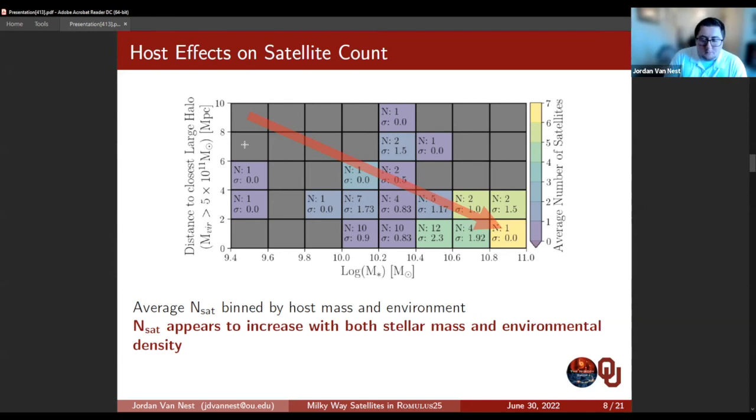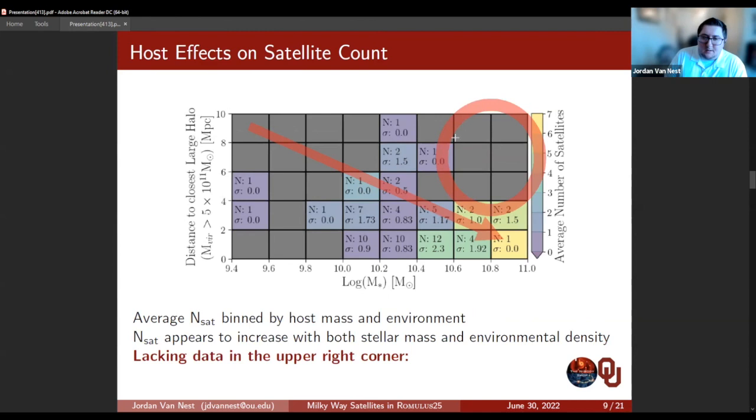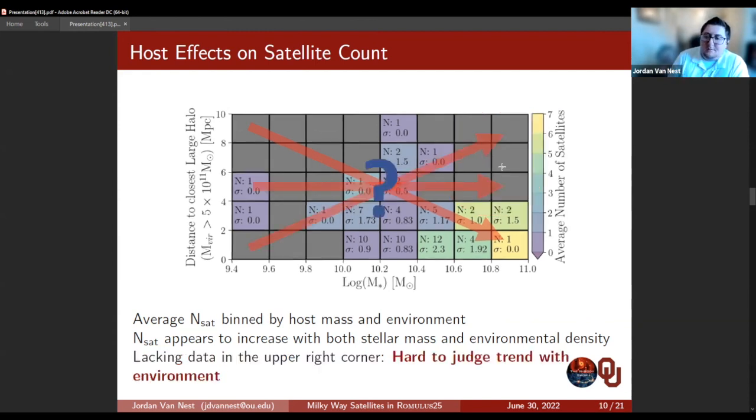But we note that we are missing a critical juncture in our phase space here. Without data in this upper right corner, it can be hard to verify that trend with environment, right? Anything could really make sense, while the trend along the x-axis seems pretty clear, but still could just be humans seeing what we want to see.